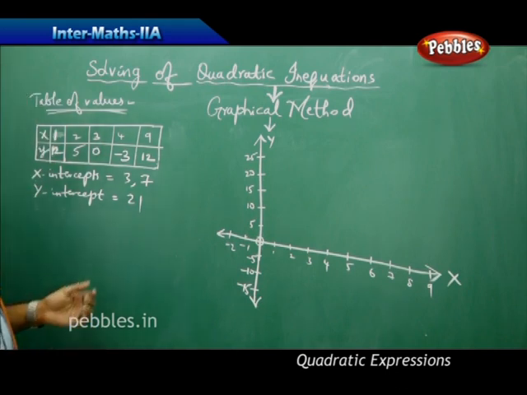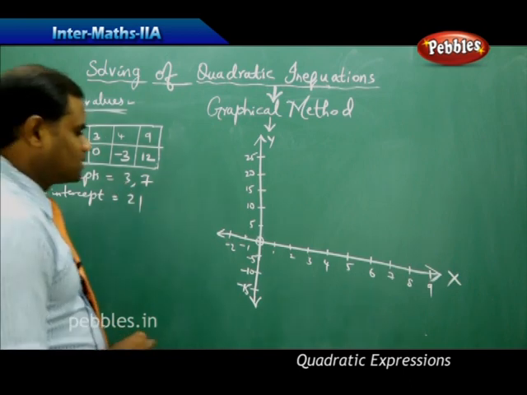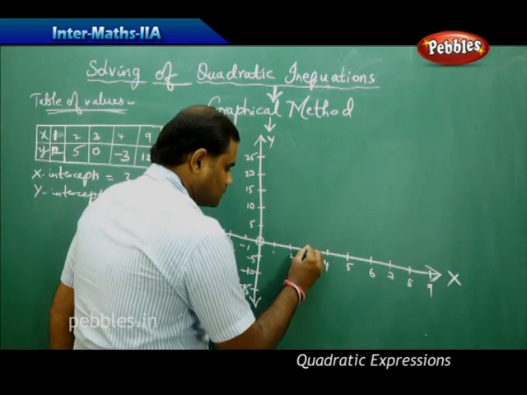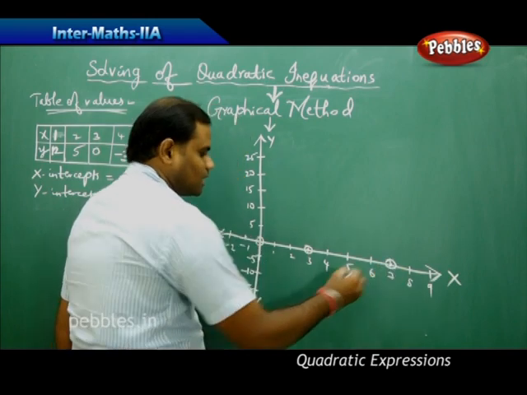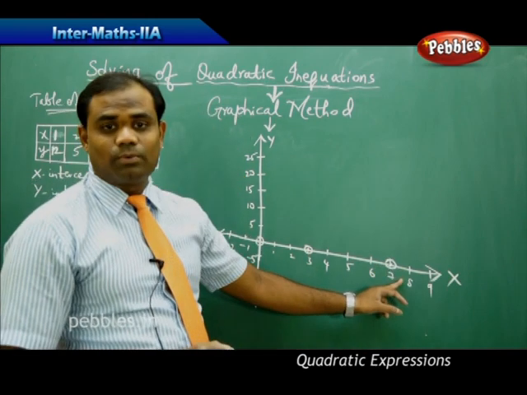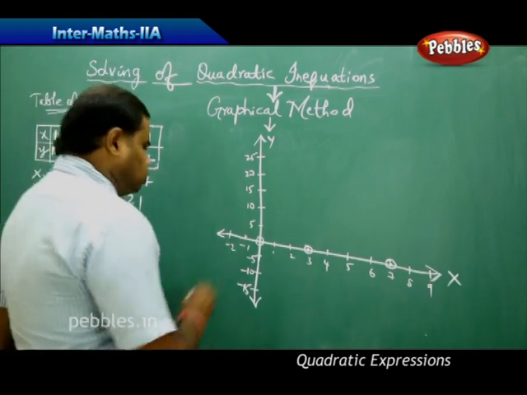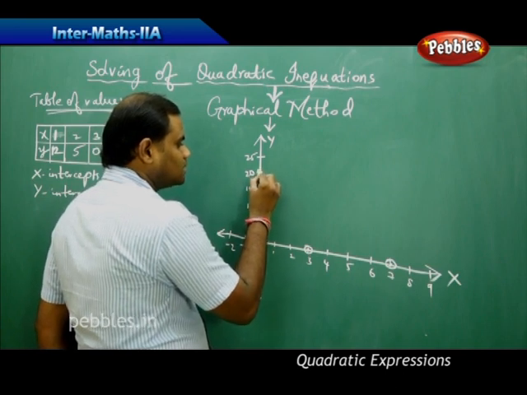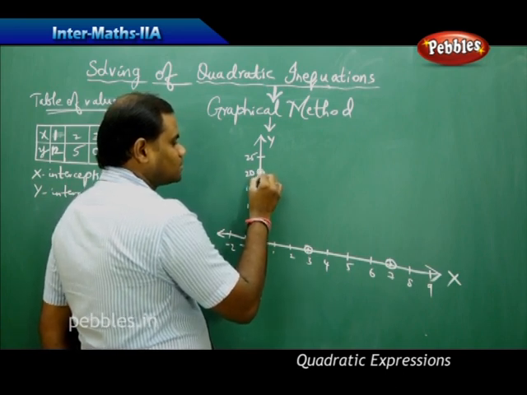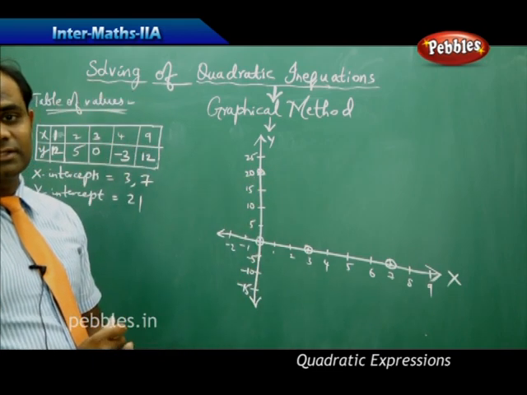In this case, I initially mark the x-intercepts and y-intercepts. My x-intercepts are 3 and 7, that is, the graph crosses the x-axis at these 2 points, and my y-intercept is 21, which is slightly above 20, that is this. That means the graph crosses the y-axis at this point, is how we understand.